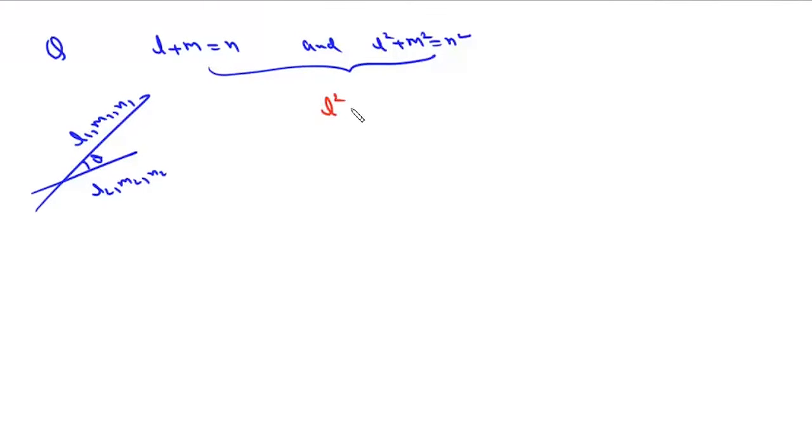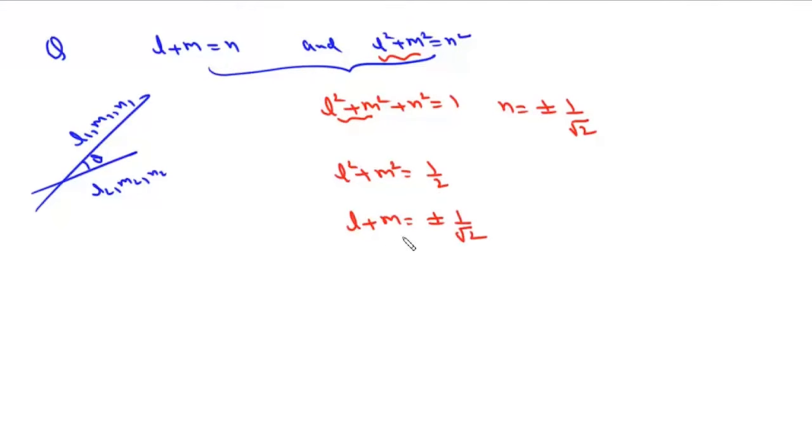Now we know that if L, M and N are direction cosines, then L square plus M square plus N square is 1. Now if we put the value of L square plus M square, we'll get N as plus minus 1 by root 2. Now if we put N as plus minus 1 by root 2, we can write L square plus M square will be equal to 1 by 2 and L plus M will be plus minus 1 by root 2. Now we square this, we can write L square plus M square plus 2LM will be equal to 1 by 2. I'll cancel. So from here we'll get this condition that L into M is 0.